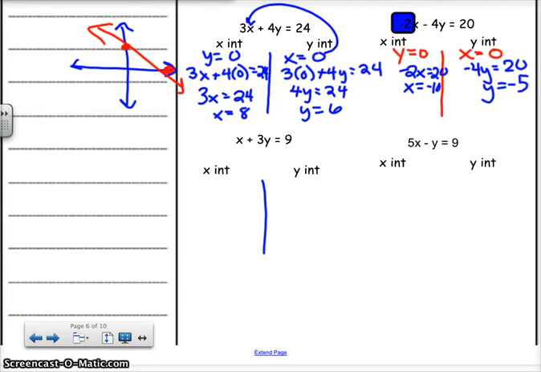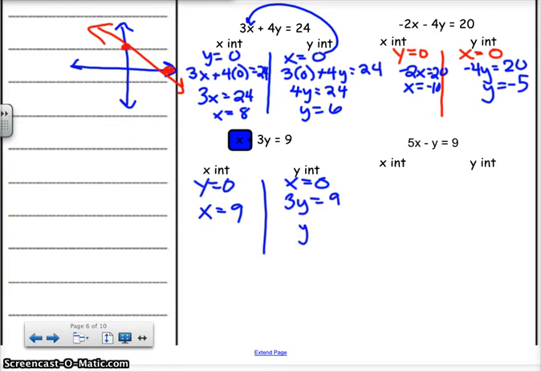Okay, x-intercept, y is 0. That means I cancel out the y term, and I get the x-intercept is 9. X equals 9. At the y-intercept, x is 0, so I cancel out the x term, and I get 3y equals 9. Y is 3. Okay? Same thing. Usually when I do these, I right away write my y equals 0 and x equals 0.